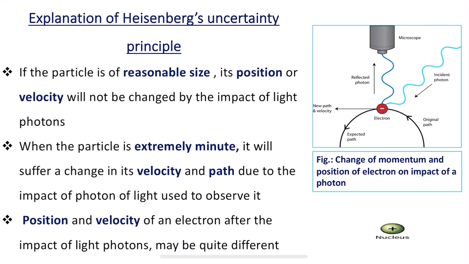When we consider a photon which is incident on a particle, if the particle is of reasonable size, then its position or velocity will not change by the impact of light. Whereas when the particle is extremely minute, it will suffer a change in its velocity and path due to the impact of the photon of light which is used to observe it. This is how we explain Heisenberg's uncertainty principle, and we conclude that the position and velocity of an electron after the impact of light photons may be quite different from the original path and velocity.